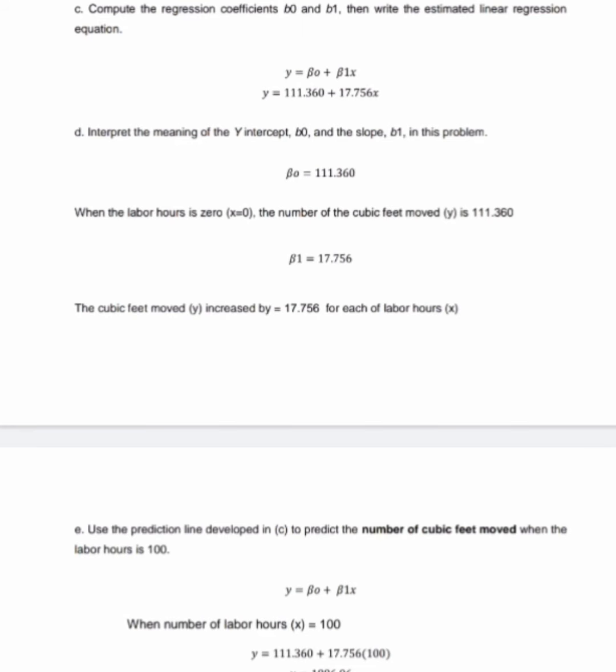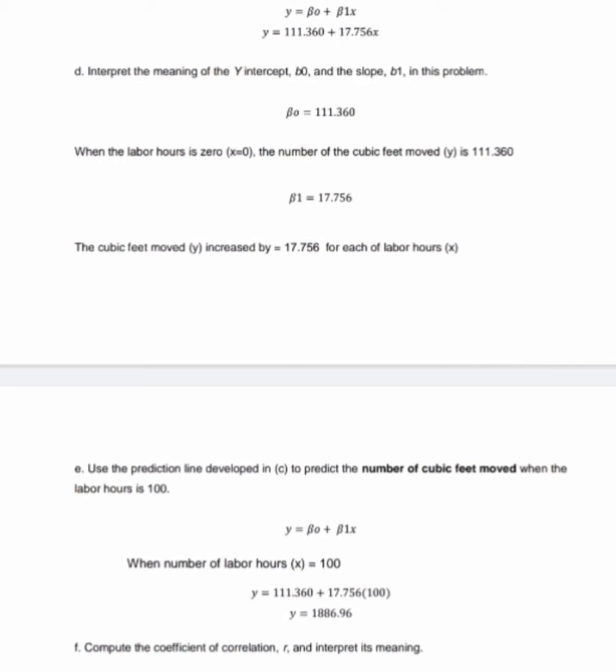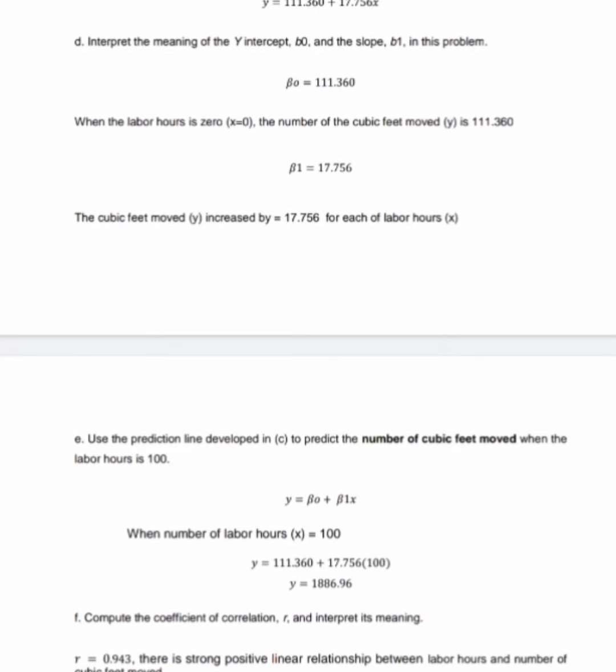For question E, use the prediction line developed in C to predict the number of cubic feet moved when the labor hour is 100. Y equals beta naught plus beta 1x. When the labor hour, which is x, is equal to 100, we replace the x with 100, which is y equals 111.360 plus 17.756 multiplied by 100. So the answer is y equals 1886.96.